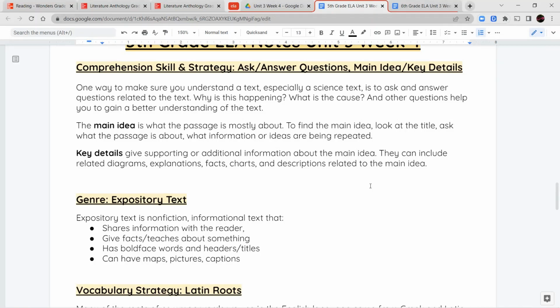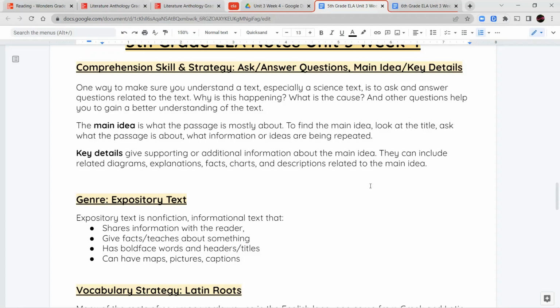The key details give you supporting information about whatever that main idea is. So it may be your key details could be in the form of text and sentences. They could also be related diagrams, pictures, explanations, facts, charts, captions.